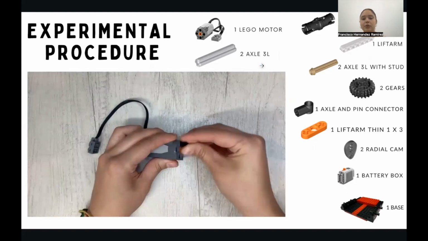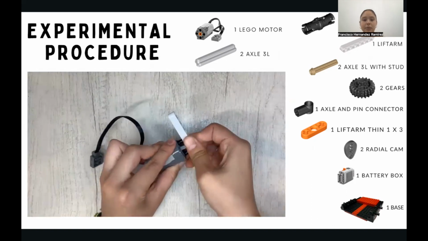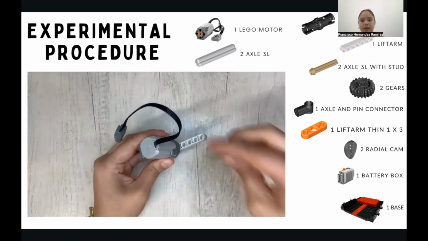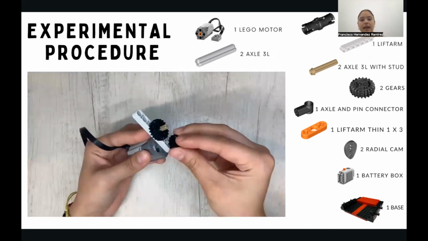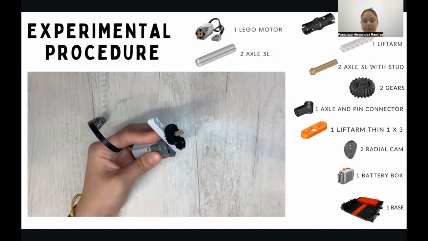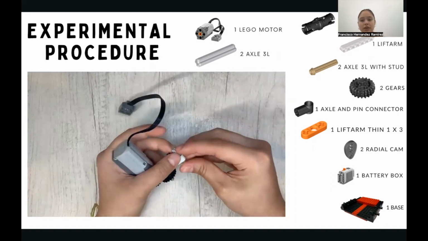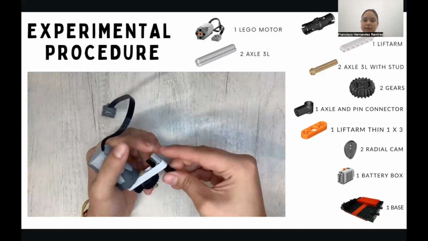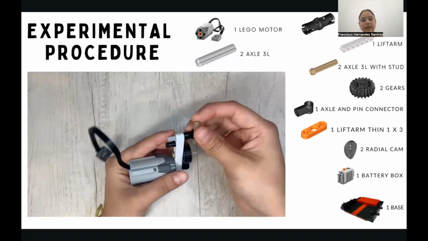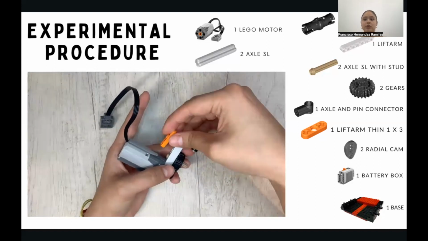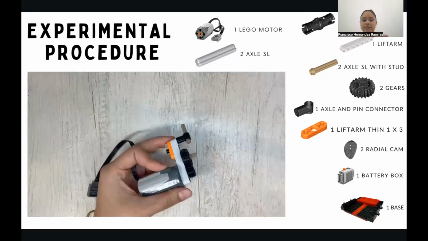In the experimental procedure, we used first the motor, then we put 2 pins and 1 axle in the center, then we put a lift arm. We put an axle with a stud to hold 1 gear, and then we put the other gear. Then we started making the structure that is going to hold the follower. This is made by 1 pin, 1 axle, and 1 axle with a pin connector. In this axle with a pin, we put the axle with a stud that is going to act like a follower. And then we put 1 lift arm just to secure this structure.